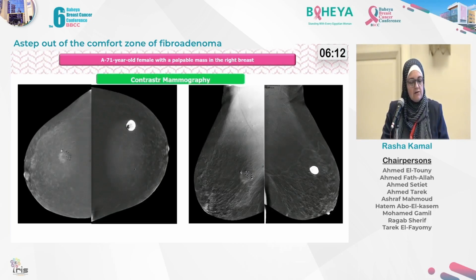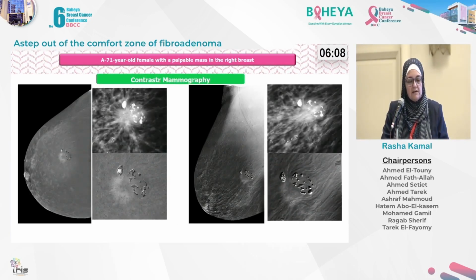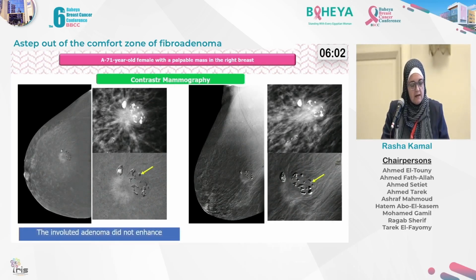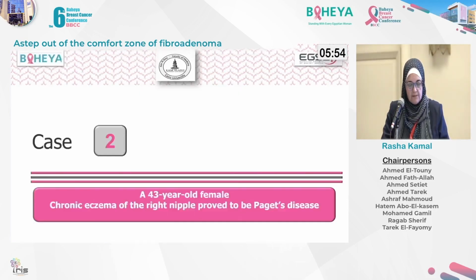This was her contrast mammogram, and again, if you look at the lesion, on one side it was not enhancing, and on the other side, the speculated mass lesion showed enhancement. The biopsy was taken, and it was an invasive duct carcinoma invading an adjacent fibroadenoma.